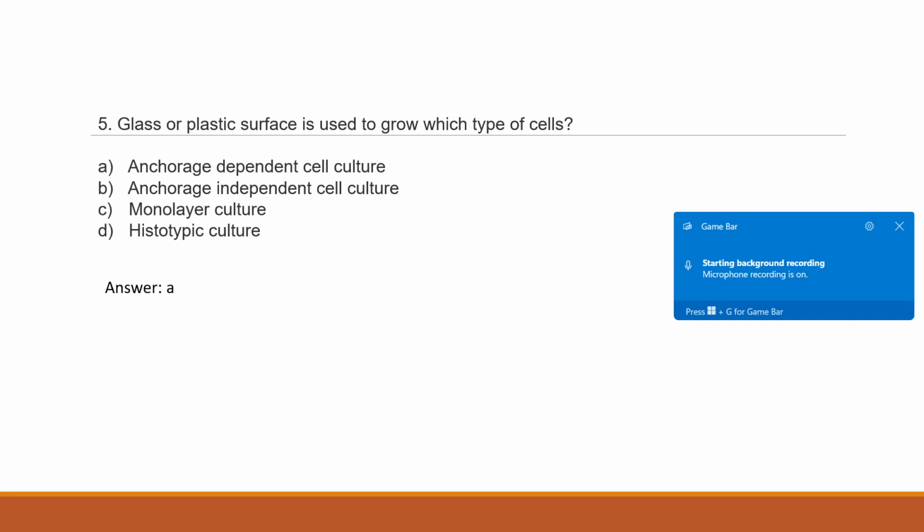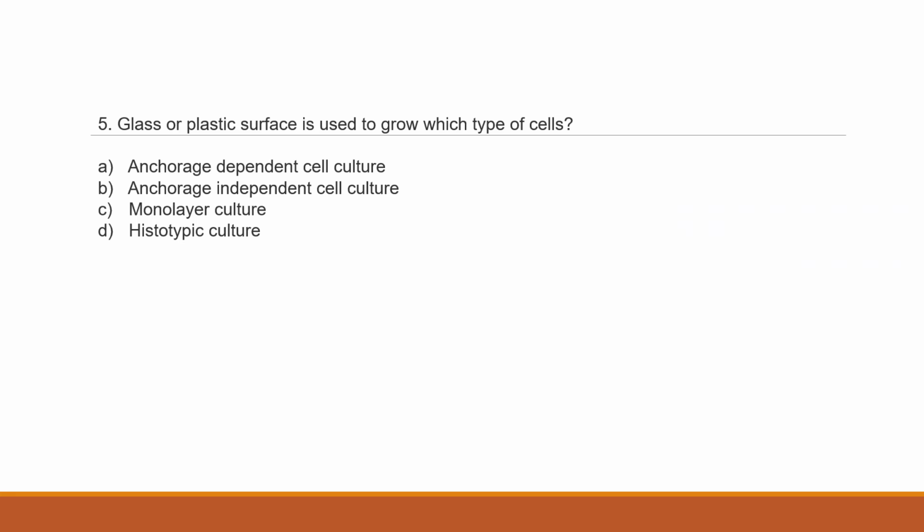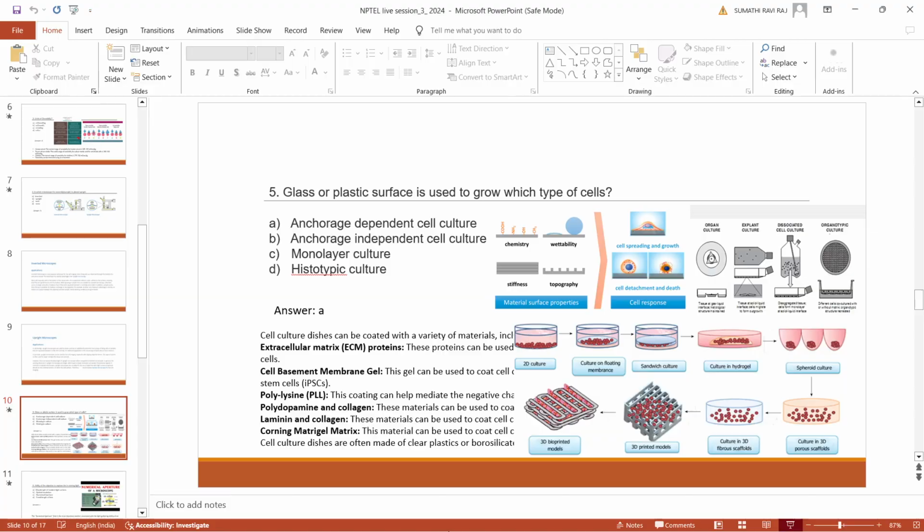Your next question is: glass or plastic surface is used to grow which type of cells? A glass plate or a plastic plate, which types of cells can you grow on this surface? Anchorage dependent, anchorage independent, monolayer, or histotypic? Anybody? Anyone want to answer?